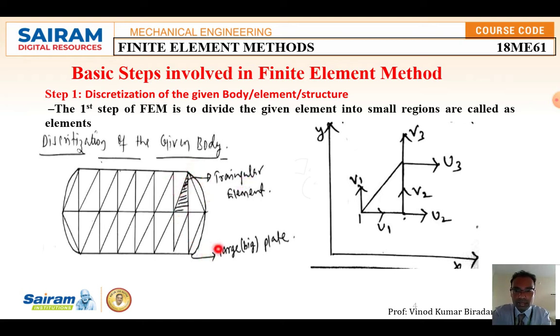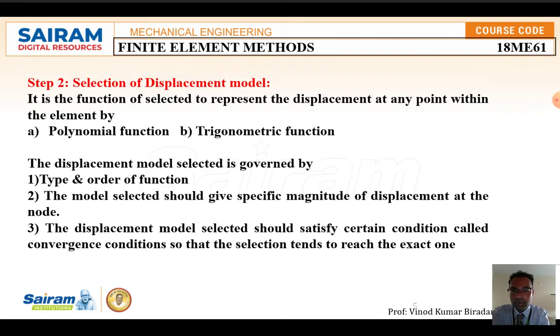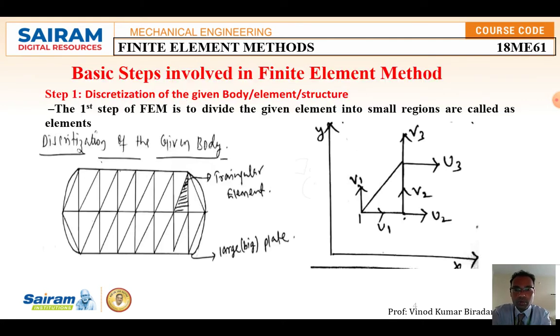Okay, this is a large big plate, so we are going to divide that into small pieces. So this first step we are going to calculate. The same triangle I drew here. Each node, how many degrees of freedom will be there? The triangle is a 2D element.